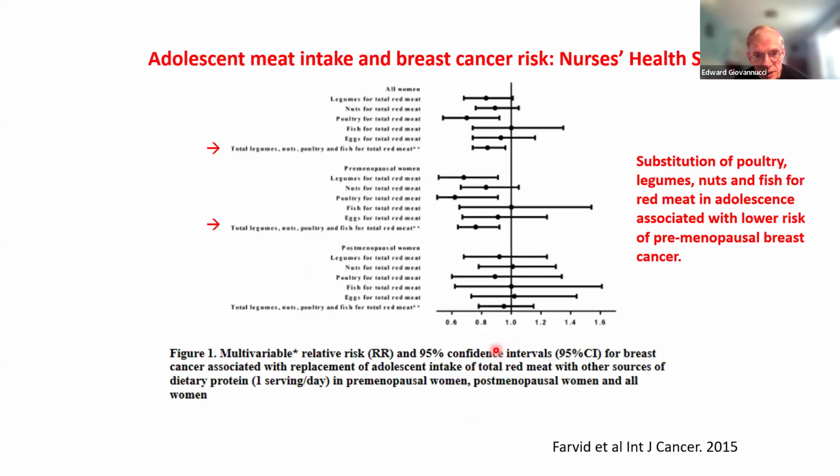There are only a few studies that have been done for breast cancer in the Nurses Health Study 2 with the adolescent diet. This study shows that substitution of poultry, legumes, nuts, and fish for red meat in adolescence is associated with lower risk of premenopausal breast cancer. So you see the protective association. This is all women, and this is for premenopausal, not so much for postmenopausal.